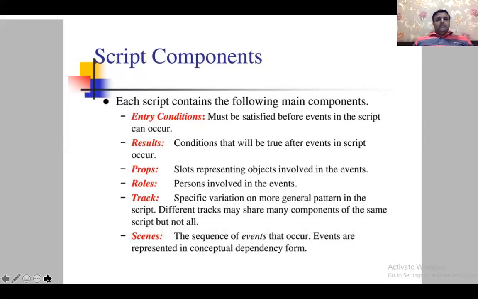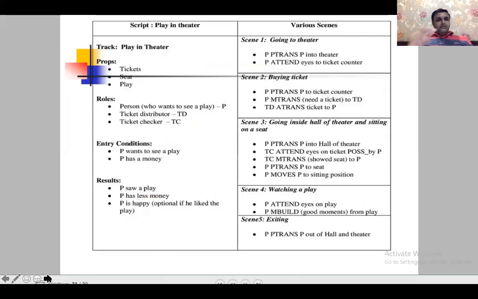Now we'll be taking an example. Here another example is taken: play in a theater. This is the script which is assigned. First of all, let's discuss the properties that will be used. They are tickets, seat, play. These are the main properties that will come into the picture.